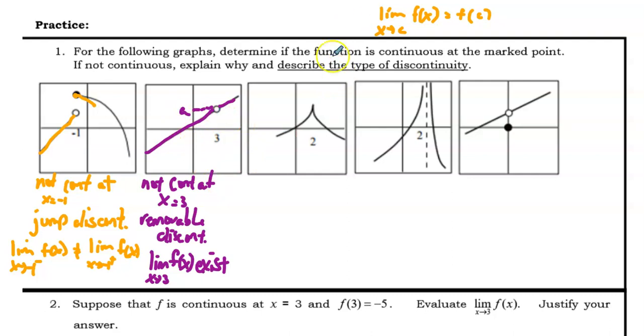So let's look at our next example. Again, we're going to trace, and we come up here to this peak, and we can keep going down like here. So we're good. So this is continuous at x equals 2. So we're happy with this problem.